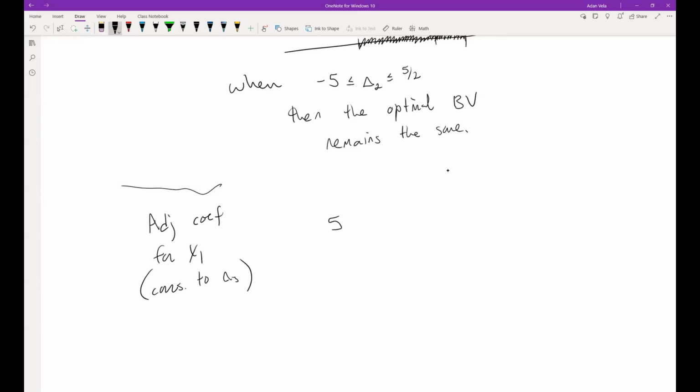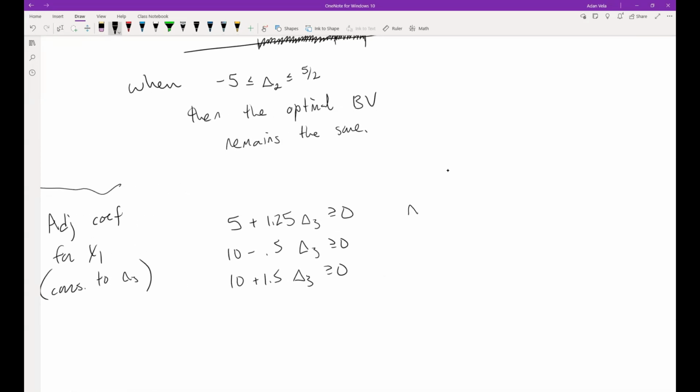So we should get 5 plus 1.25 delta 3, and we want to make sure that's still greater than 0. We also have 5 minus 0.5 delta 3 is greater than or equal to 0. And finally, 10 plus 1.5 delta 3 is greater than or equal to 0. So we're going to take the same approach where we just try to get delta 3 on one side.